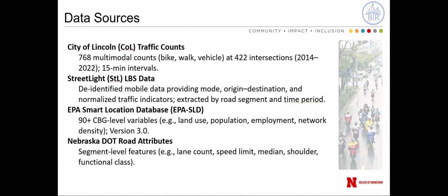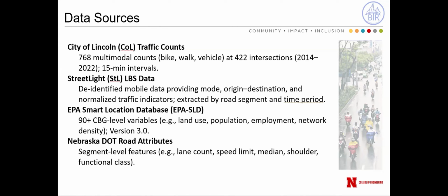We used 4 main data sets. First, the City of Lincoln provided multimodal traffic counts at 422 intersections from 2014 to 2022. These are our ground truth values and cover vehicles, pedestrians, and bicycles. Second, we used StreetLight data. This is LBS data derived from mobile devices. It provides mode-inferred indicators by road segment and time period.